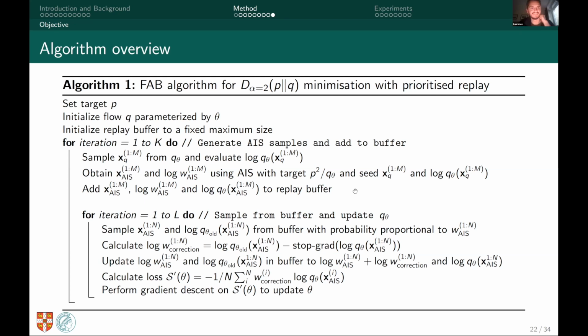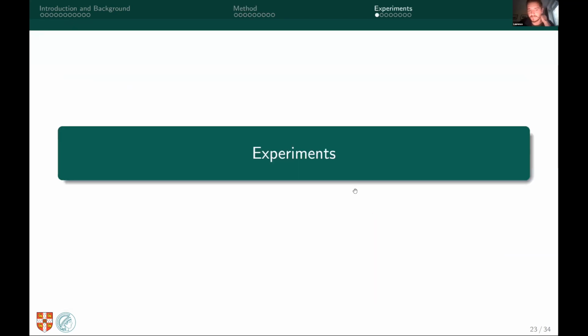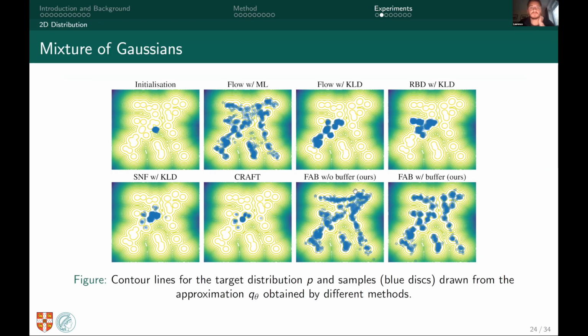Okay, cool. Let's look at some results. The first experiment we have is this mixture of Gaussians problem. We make up a target distribution that is a mixture of Gaussians in 2D. I think there are 40 mixture components. What's really nice about this specific problem is that we are in control of the target distribution, so we can sample from it directly. And we can also visualize it very easily because it's in 2D.